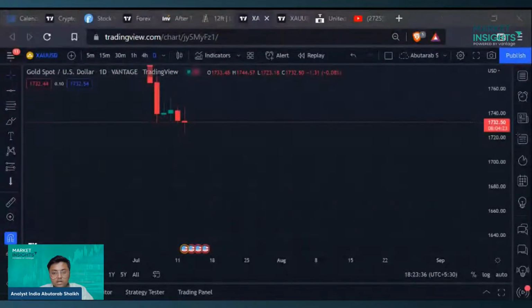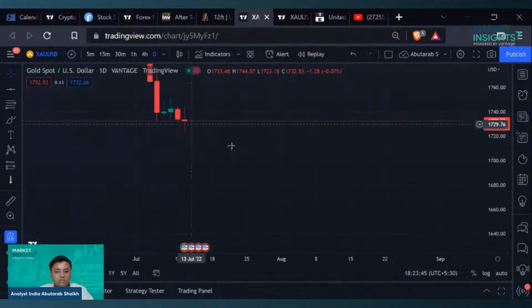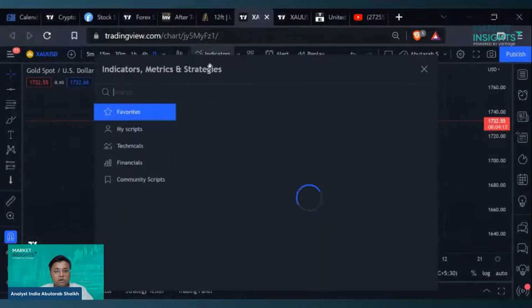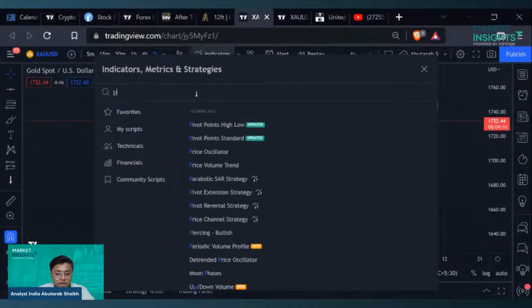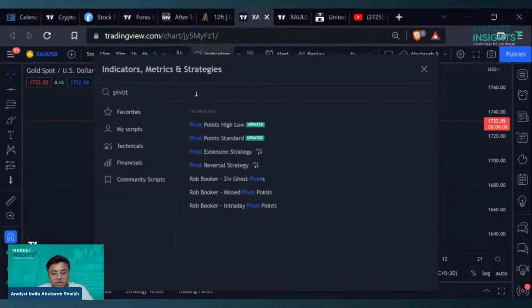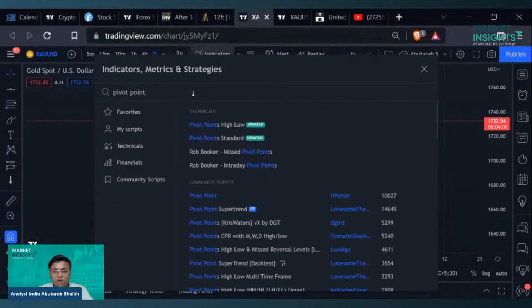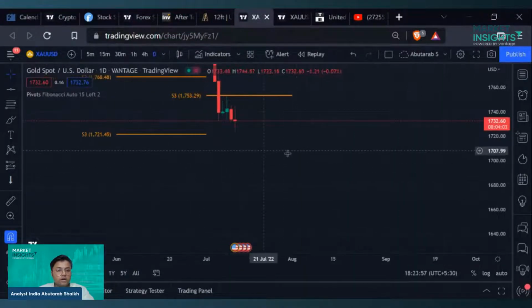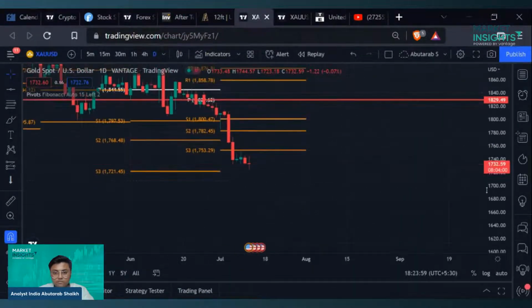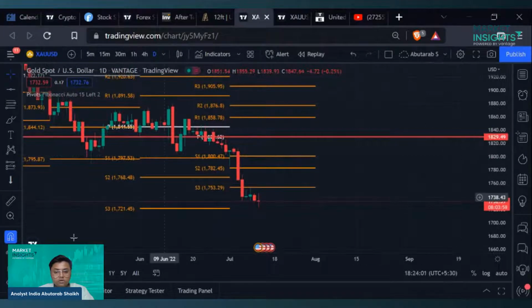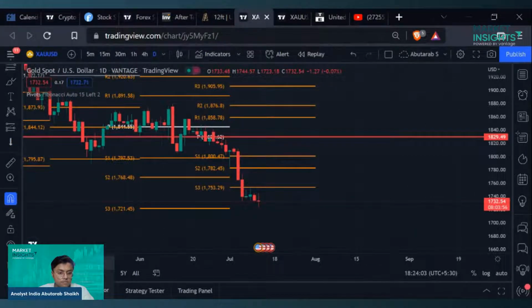Okay, and last but not least, I would pick up this particular thing, which is called pivot points, or pivots. Somebody calls it pivot, somebody calls it pivot. No worries, we will call it pivot points. Pivot point standard you have to choose, and it is going to, actually, let's clean this up.